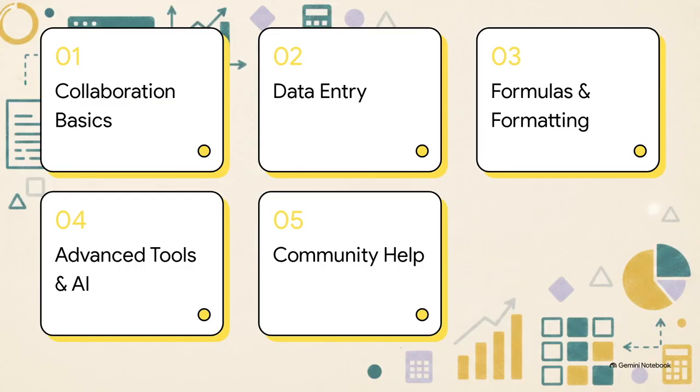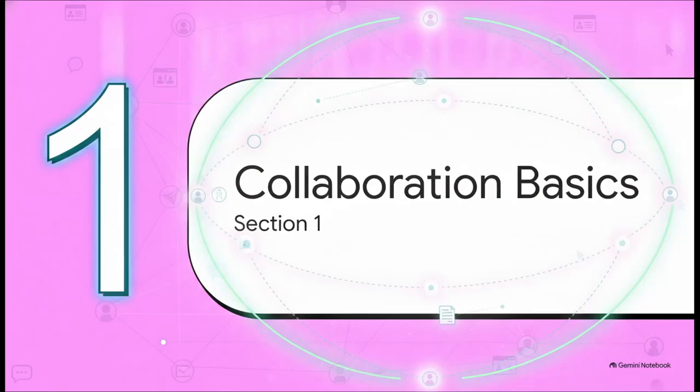We're going to use the official Google Help Index as our roadmap today. We'll hit 5 key areas. Welcome to spreadsheet collaboration, the basics of data entry, formulas and formatting, advanced tools and AI, and finally, troubleshooting and community help. Let's get right to it. Starting off with Section 1, Welcome to Spreadsheet Collaboration.